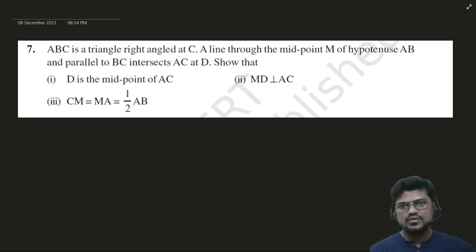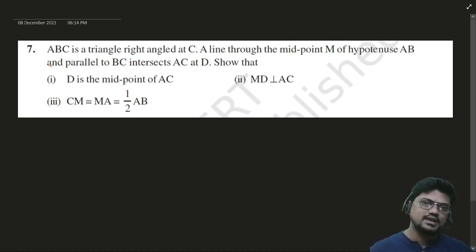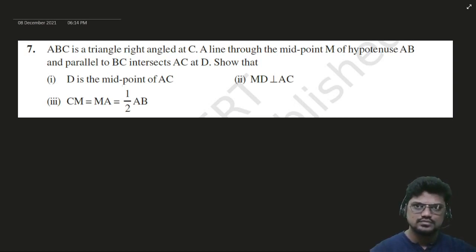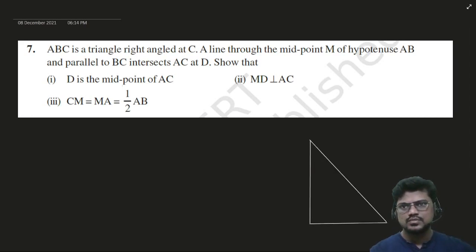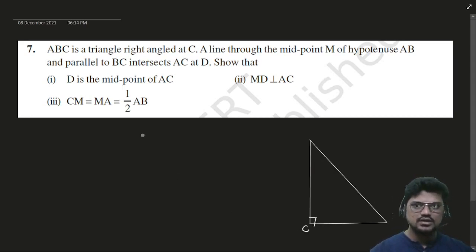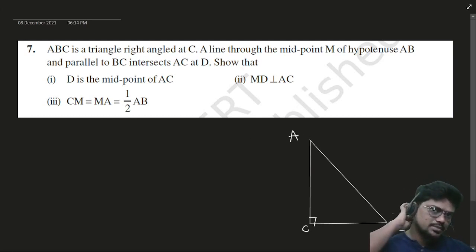Okay. Over here, what they have given, ABC is a triangle right angled at C. Okay, let's draw the triangle. Right angled at C. After that, this is ABC, we can say A, B, and C. A line through the midpoint M of a hypotenuse AB. Oh wait, this is A. Sir, it is B. Yeah, this will be AB.